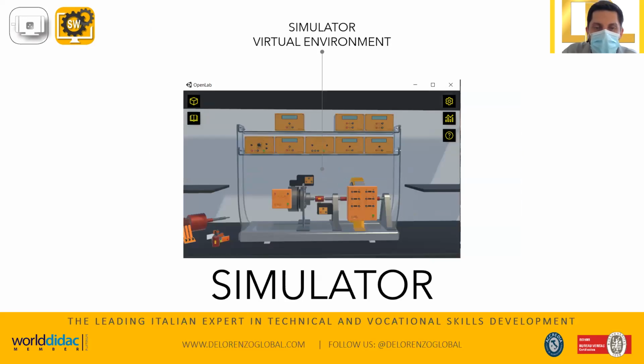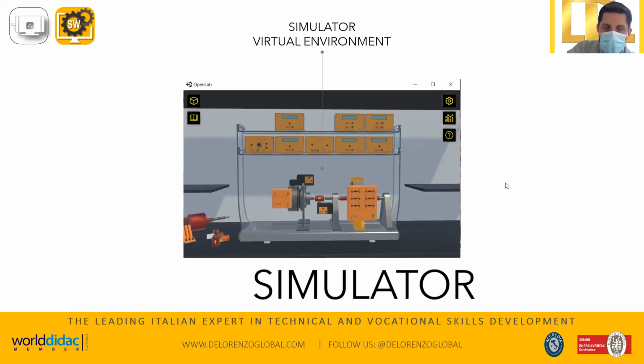So the core of the product or the software is actually a simulator. It's a simulator that creates a virtual environment where we can interact with all the components that we saw before from the hardware version of the Open Lab. So you will see different elements such as the machine, the brake, the different instruments, different power supplies, and so on. But the main difference is that our simulator is a smart simulator.